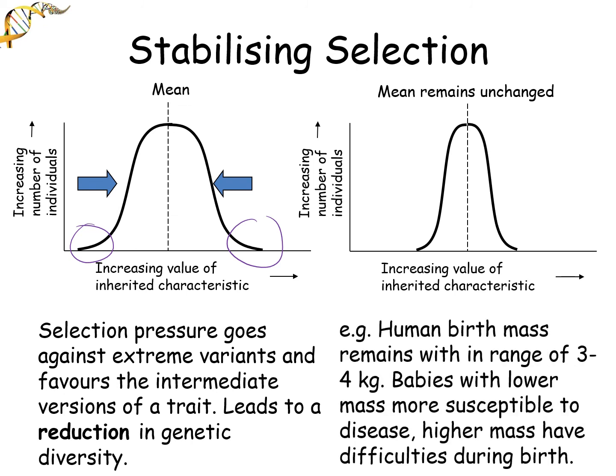So if you consider an example of that, that might be birth mass. So in any mammals, actually, you're going to have a much lower mass is going to be more susceptible to other dangers, and a high mass is going to be dangerous for the actual birth itself. So this form of selection you need to recognize.